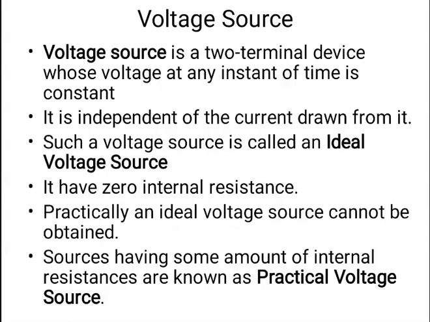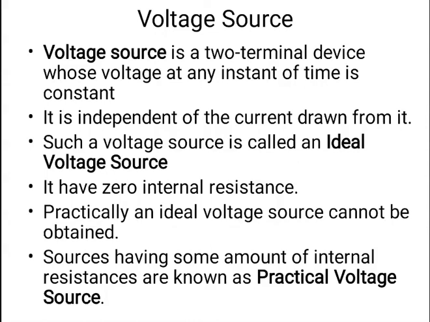A voltage source is a two-terminal device whose voltage at any instant of time is constant. It means the voltage of that source should never change. It should be independent of the current from it, that is, independent of the load. If the load is increasing or decreasing, it should not have any effect on the voltage source. Suppose the voltage source is giving a supply of 100 volt, that 100 volt should not change. There should not be any fluctuation.